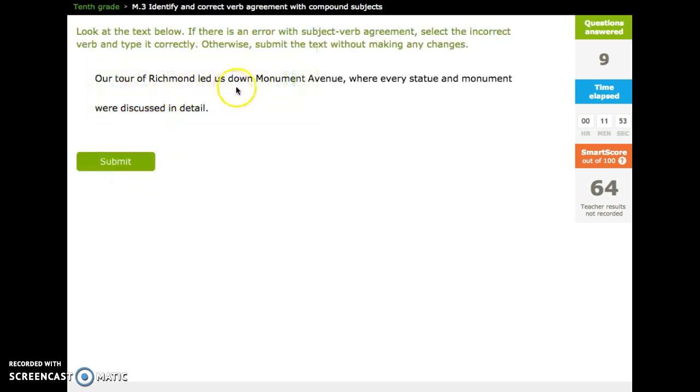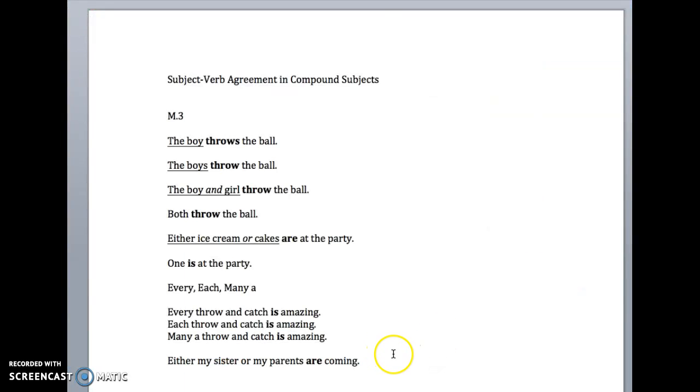Our tour of Richmond led us down Monument Avenue, where every statue and monument, so we have statue and monument, that's plural, but we have the word every, okay? And every implies singular. Okay. The goose, okay, and here's our last exception. We're running out of time, so I'll try to make it as quick as I can.